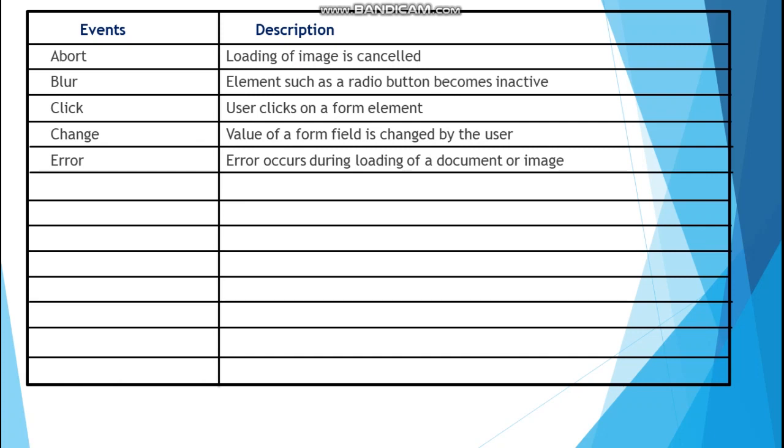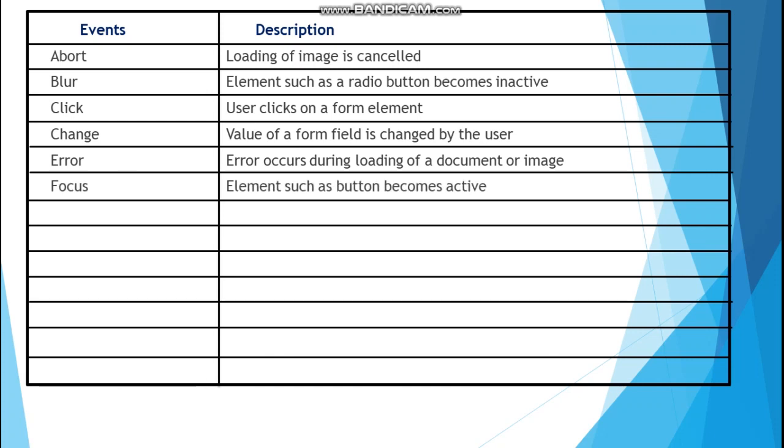Then error. Error means mistake. Error occurs during loading of a document or image. Suppose you are going to start a web page, and that web page shows an image, but that image is missing. At that time the browser will not be able to display the image. So there the error event occurs. If such an event occurs, then you can write a particular message that the image is not able to be displayed here. This way we can solve such problems.